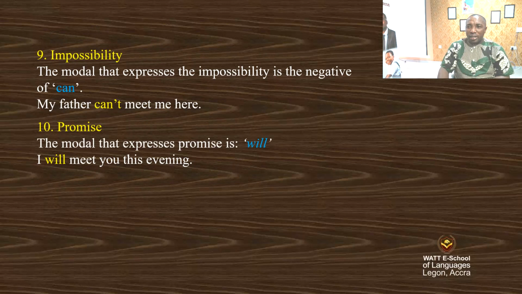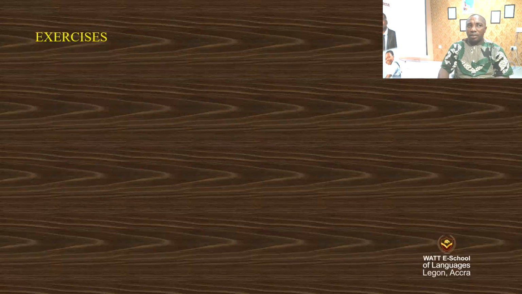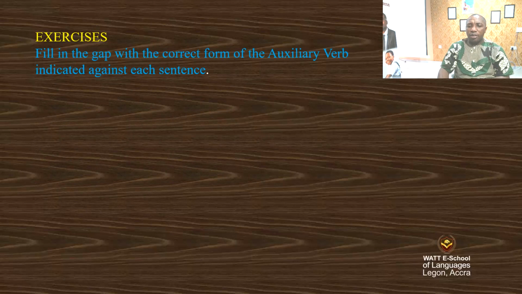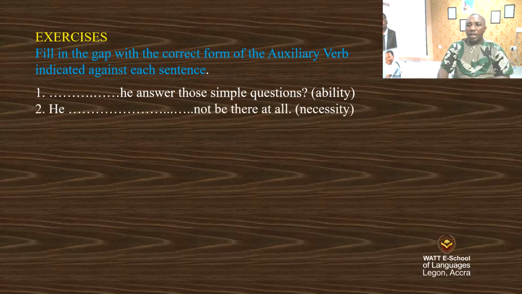To make it more understandable, let's go quickly and have a look at an activity. Exercise. Fill in the gap with the correct form of the auxiliary verb indicated in each sentence. One, he answered those simple questions. Ability. He not be there at all. Necessity. You certainly an assistant.